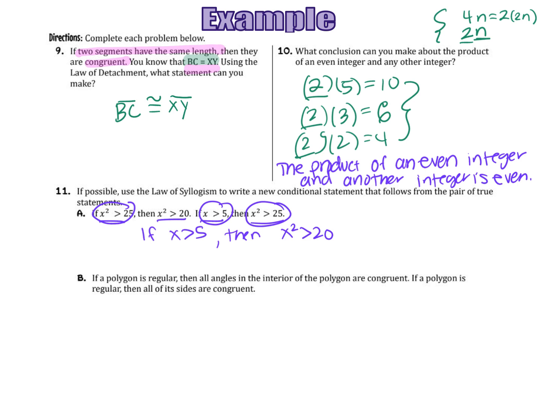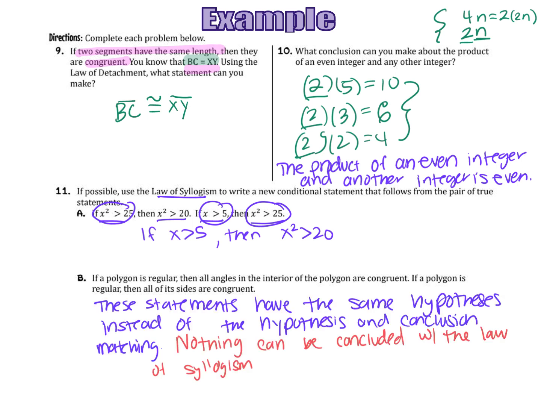For part B, if a polygon is regular, then all the angles in the interior of the polygon are congruent. If a polygon is regular, then all of its sides are congruent. In this case, we don't have that overlapping statement, so we can't draw a conclusion based on the law of syllogism here. So we're just going to say nothing can be concluded with this law based on the way that this statement is written.